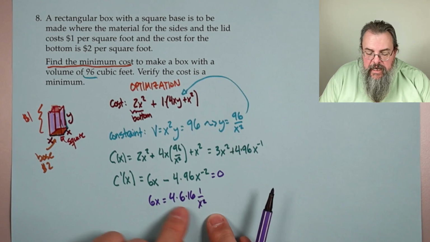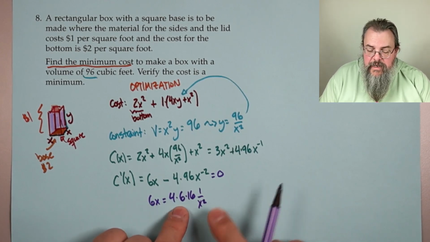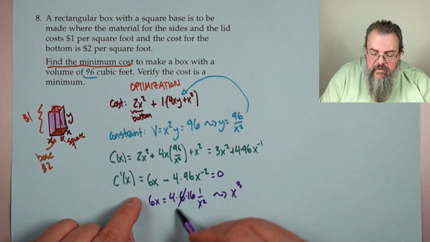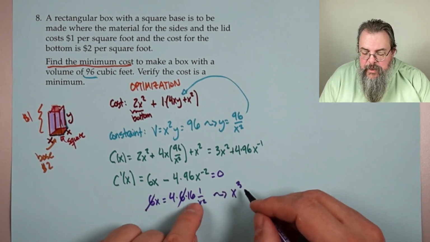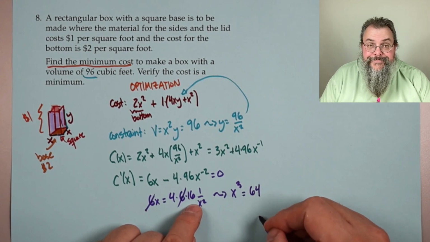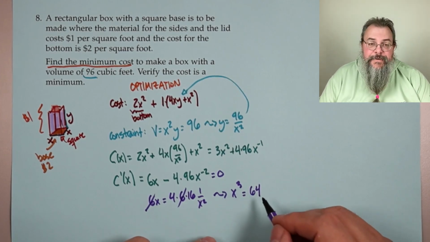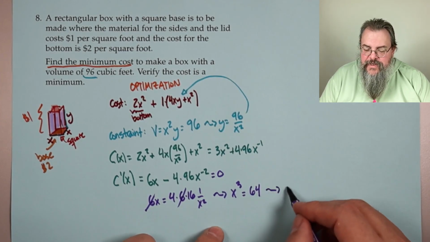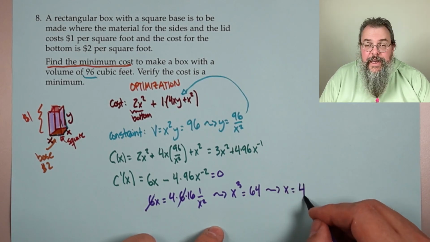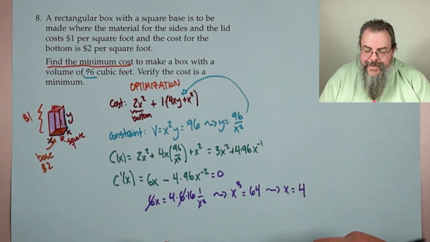So we can move the x squared across, and we can divide it over by 6. And if we did that, we'd have x cubed. The 6's will cancel, and 4 times 16 is 64. This is looking really good right now. So x cubed equals 64. So that tells us that x is the cube root of 64, which is 4. Good.